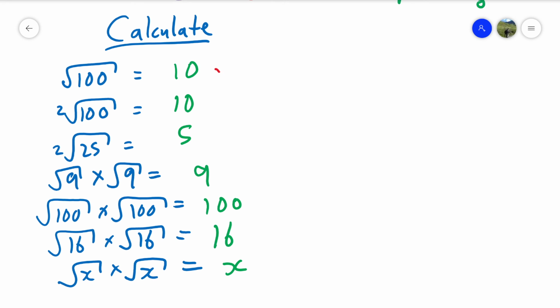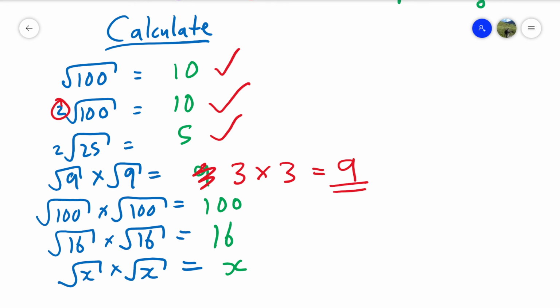That's 10 times 10 is 100. Square root is what times what makes that number. And remember the 2 just also means it's still a square root. That's also a square root. I think we're all right with that. Now this one here, suppose we didn't know that it was 9. That would be the square root of 9 is 3, and the square root of 9 is 3. So that's 9.